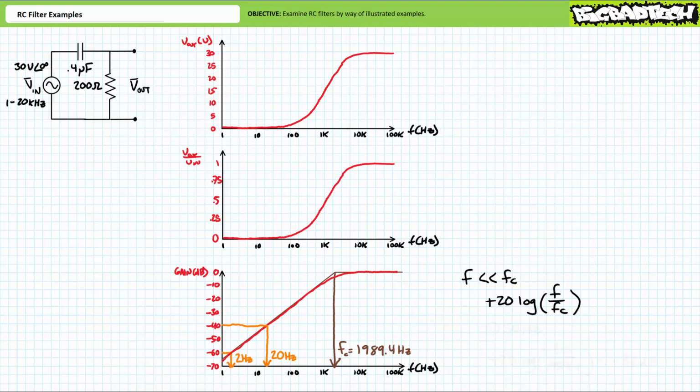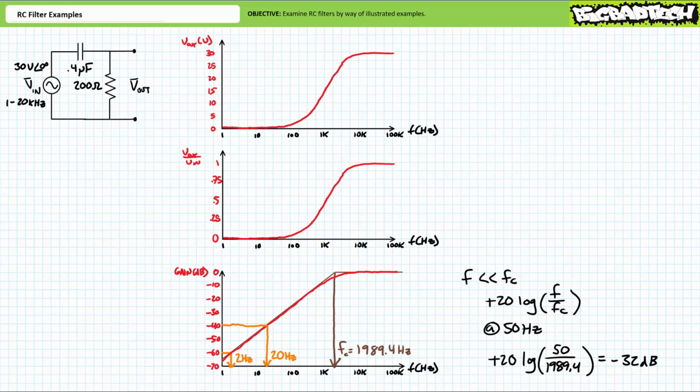of a high-pass filter. For example, let's say we wish to know the gain at 50 Hz. This is obviously much lower than the critical frequency and deep inside the stop band for this high-pass filter, so we're totally safe to use the shortcut formula. Substituting in our given values of 50 Hz and 1989.4 Hz yields a gain of roughly negative 32 decibels, which kind of confirms what we're seeing on this graph.